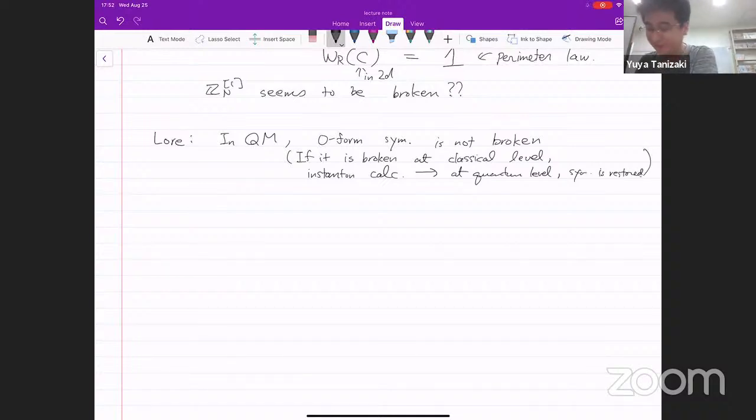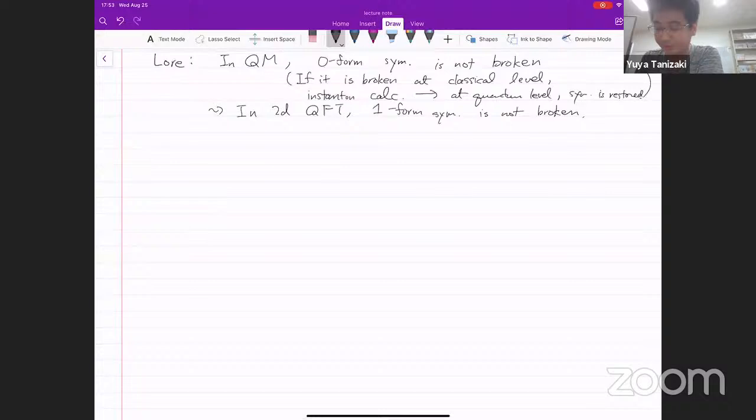And if we believe this, we indeed know that it is not always true, for example, when 't Hooft's anomaly of quantum mechanics is really present. But very naively, without such sophisticated reasoning, we usually believe that the symmetry of the classical Lagrangian should be restored at the quantum level, even if each classical vacuum breaks it. And similarly, in 2D QFT, we believe that unless there is a sophisticated reason, such as 't Hooft's anomaly, one-form symmetry is not spontaneously broken.